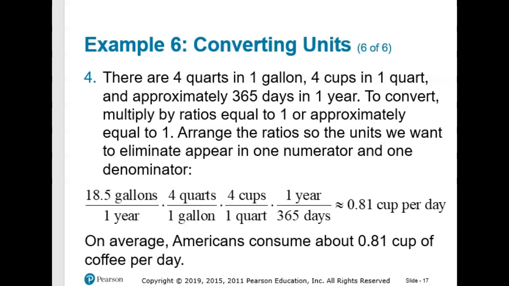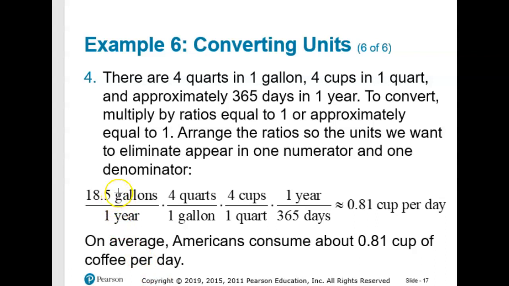What is it? So if there are 4 quarts in a gallon and 4 cups in a quart and 365 days in a year, convert, multiply by ratios equal to 1 and arrange these ratios so the units we want to eliminate will be 1 in the numerator and 1 in the denominator. So just like we eliminate common factors, we eliminate common units.